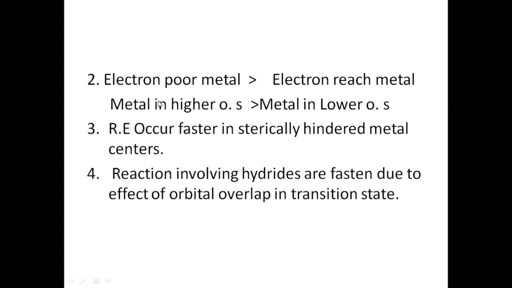Okay, now this is the reason behind the metal oxidation state. In a higher oxidation state, the metal wants to reduce, so it will undergo reductive elimination faster. And this is the relation between an electron poor metal and a metal in a higher oxidation state. Now move toward the third factor.